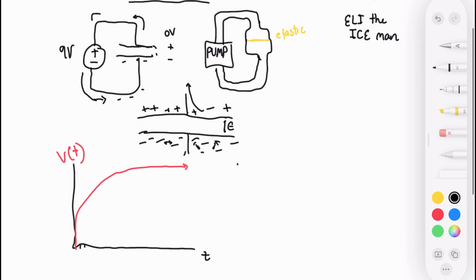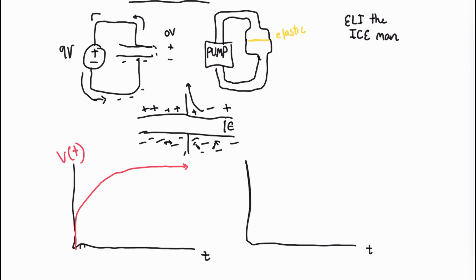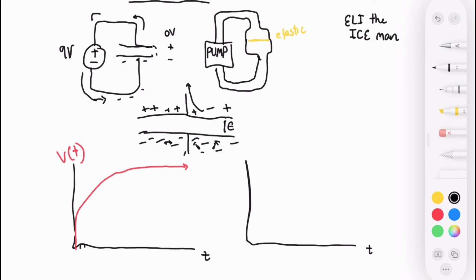In fact, I can even show what this would look like. At first, if I plot t and I plot my current, I of t, at first you're actually going to have quite a bit of movement, but then it's very, very quickly going to decrease. In fact, maybe it's better if I draw it like this.